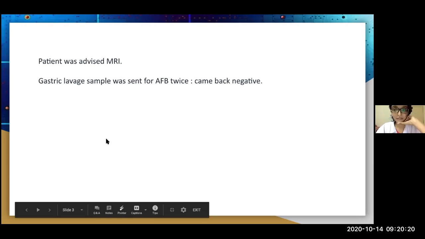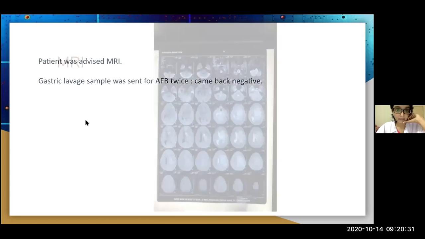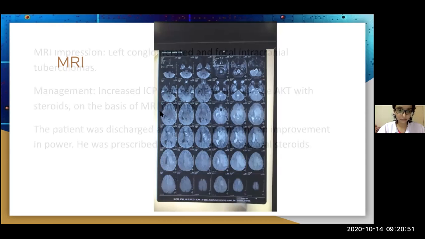The patient was advised to undergo MRI and a gastric lavage sample was sent for acid fast staining. It was sent twice and both times it came back negative. Now I'll be showing you the MRI. Let's not arrive at the diagnosis yet. We're seeing some sort of a mass in the left side of the brain, if you're able to follow the pointer here.